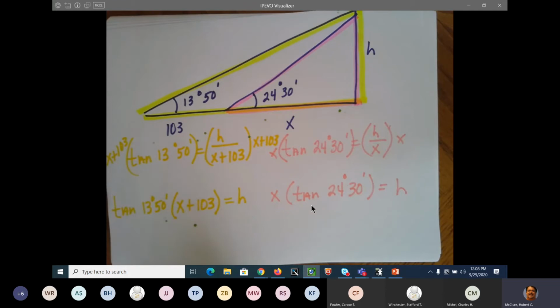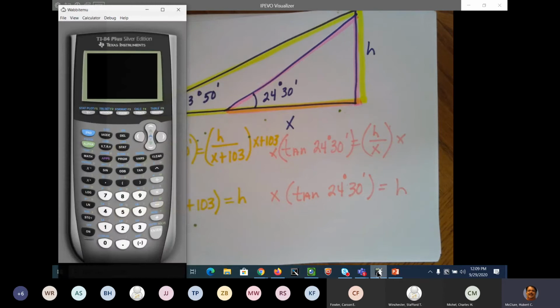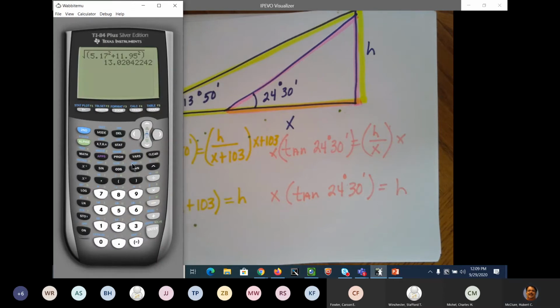Now, a lot of you are saying, well, what do you mean solve? Well, what's tangent of 1350? It's a number. So you got a pre-algebra problem. So go over here, tangent of, what is it? Let's do 2430. Tangent of 24 degrees and 30 minutes equals, or whatever. All right, I'm going to change that.